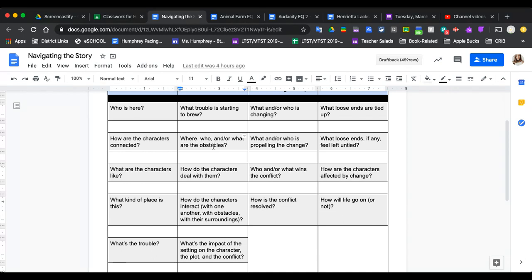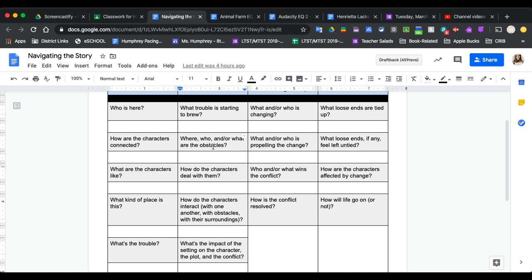Second part is giving me what the obstacles are. So any obstacles to your main characters. This could be a where. This could be the setting or a setting that is a potential obstacle for your character to get whatever it is that they want or what they're trying to achieve. It could be a who. There might be a who in the way, some sort of person, or it could be a what that is in our main character's path, or it could be any of those. So it might be a combination. Make sure that you're listing them all.